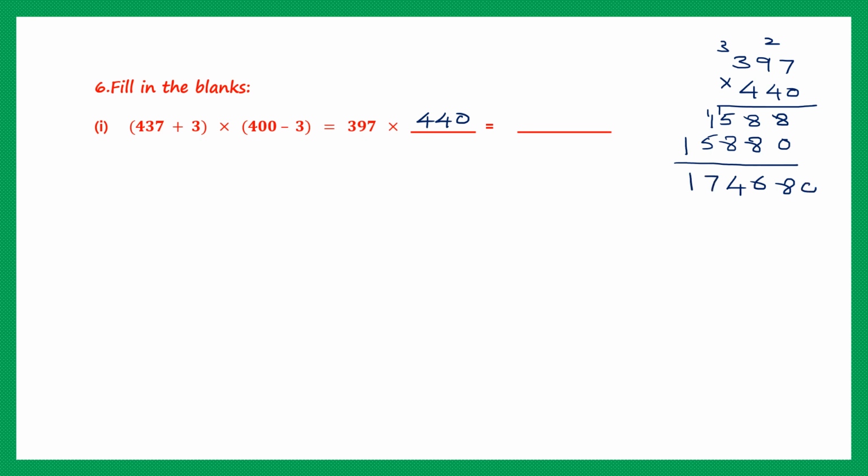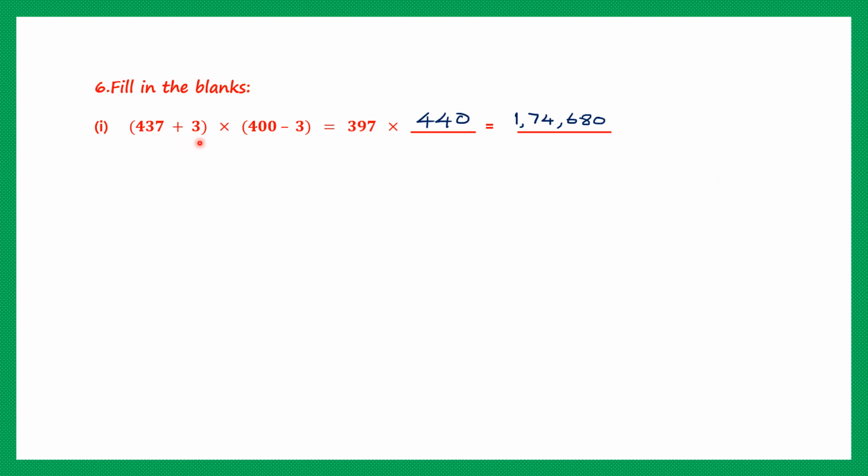Now let's add the 0. So here what have we got? Let's put the commas. It's 1,74,680. So let's write that. 680. So 437 plus 3, we have added that up and put it in this blank. 400 minus 3 has been subtracted and given to us in the question. Now we have multiplied these two to get this answer.